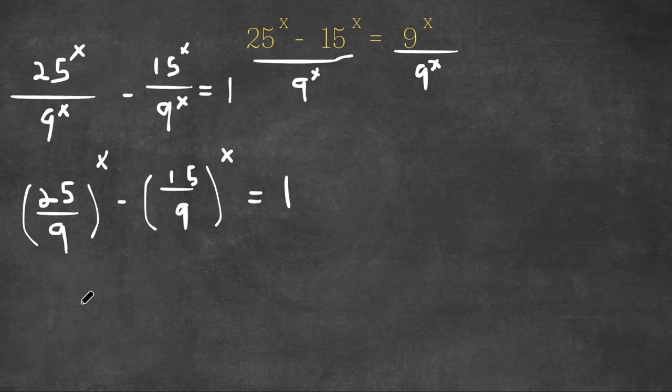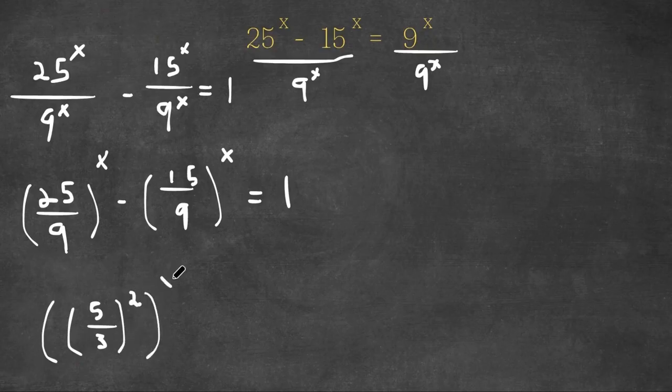Now 25 over 9, well, 25 is the same thing as 5 squared, and 9 is the same thing as 3 squared. So we could rewrite 25 over 9 as 5 over 3 squared, and this is to the power of x, minus, now 15 over 9 can simply be simplified to 5 over 3. So 5 over 3 to the power of x.